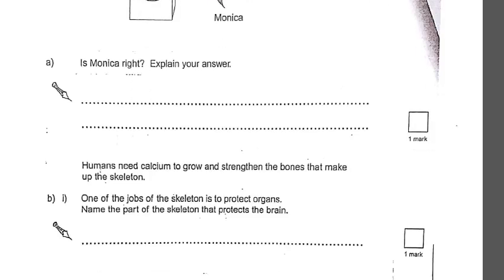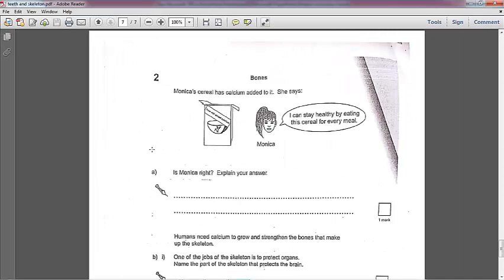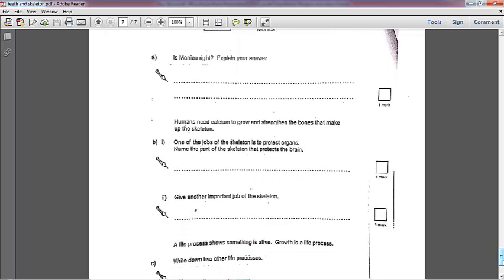Bones. Monica's cereal has calcium added to it. She says, I can stay healthy by eating this cereal for every meal. Is Monica right? No, she is not right. Explain your answer: it's because we need to eat different kinds of healthy food to stay healthy, not only cereals. Humans need calcium to grow and strengthen the bones that make up their skeleton. Our skeleton and our teeth are made up of calcium. That's why we need to drink milk, which contains calcium to strengthen our bones and our teeth.